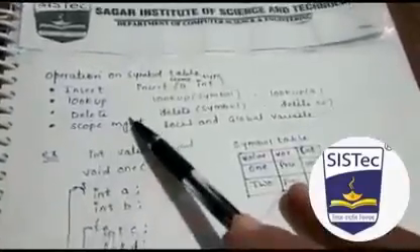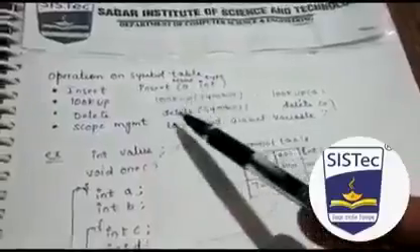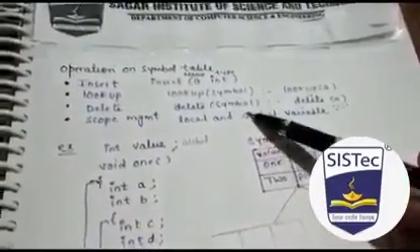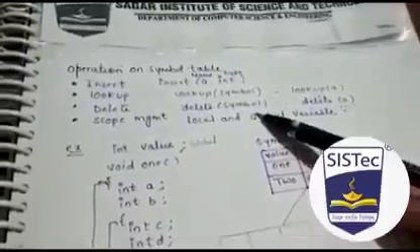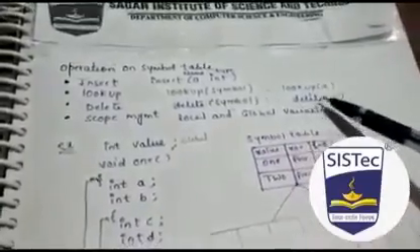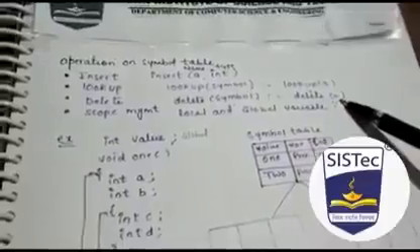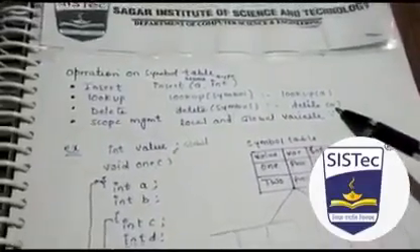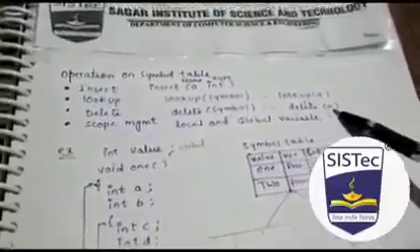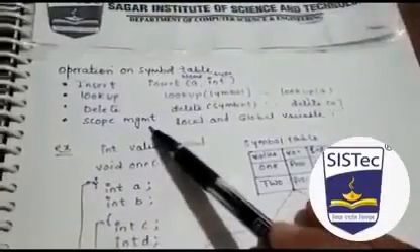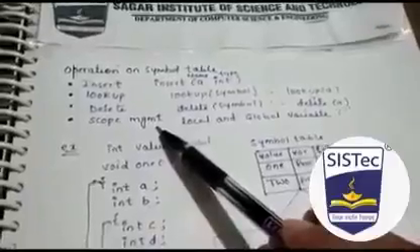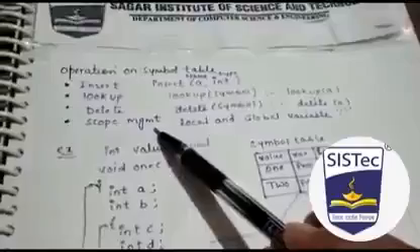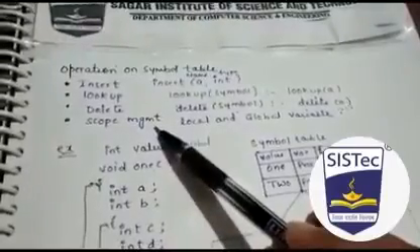Next operation is delete. The delete operation will be written as delete symbol. The symbol you want to delete will be written here. So here I write delete A. This operation will delete all the information of A from the symbol table. Next operation is scope management. In any program segment, some variables or functions can be global or local. Scope management will manage their scope.